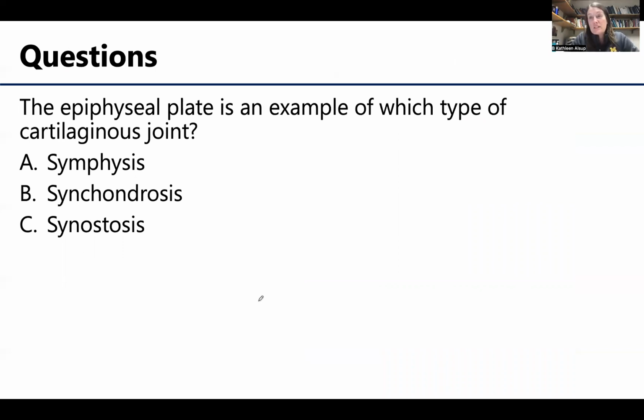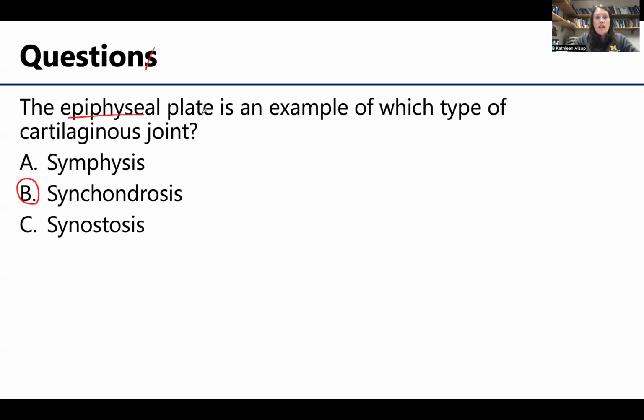We'll get into some of those specific ones in a bit more detail in upcoming sessions. So real quick, let's go over a question together, or real slow if you need to. You can take your time and pause as you need. My question for you is, and it's really just one: that epiphyseal plate is an example of which type of cartilaginous joint? Is it a symphysis? Is it a synchondrosis? Or is it a synostosis? Try to answer this on your own, and when you're ready, let's talk about how B is the correct answer.